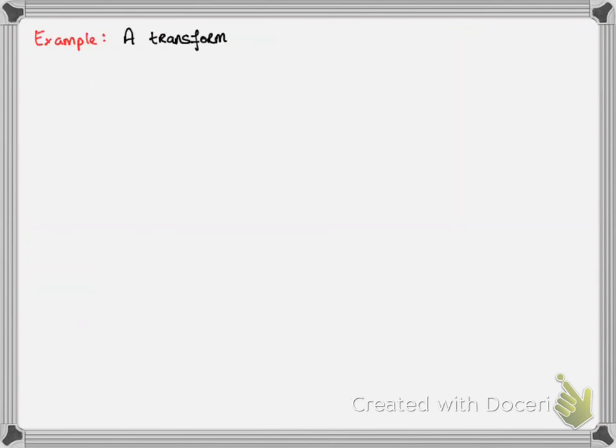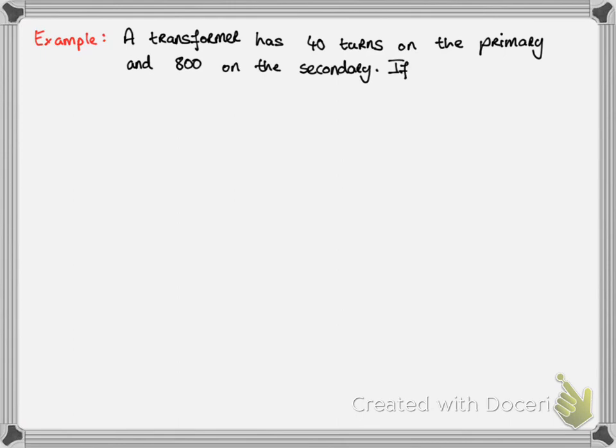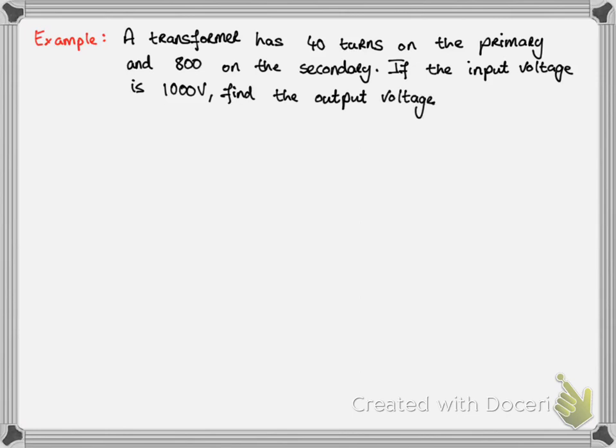So I'm going to give you an example. I would ask you to read through this example, pause the video and try to calculate it yourself. The question states, a transformer has 40 turns on the primary and 800 on the secondary. If the input voltage is 1000 volts, find the output voltage. So take a pause in the video now and have a go at answering this question.